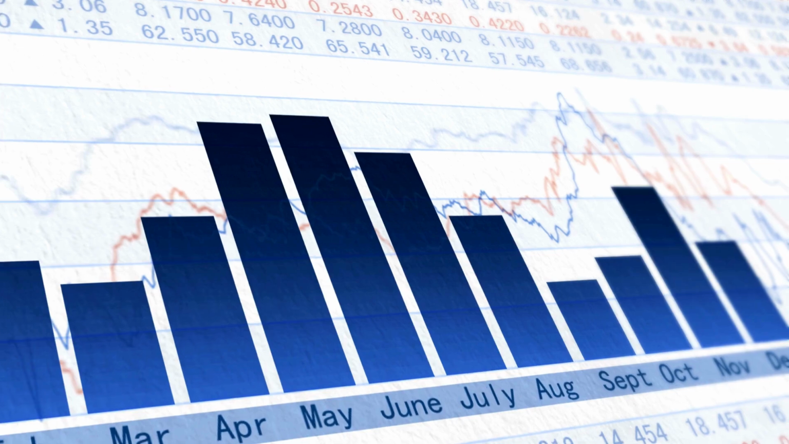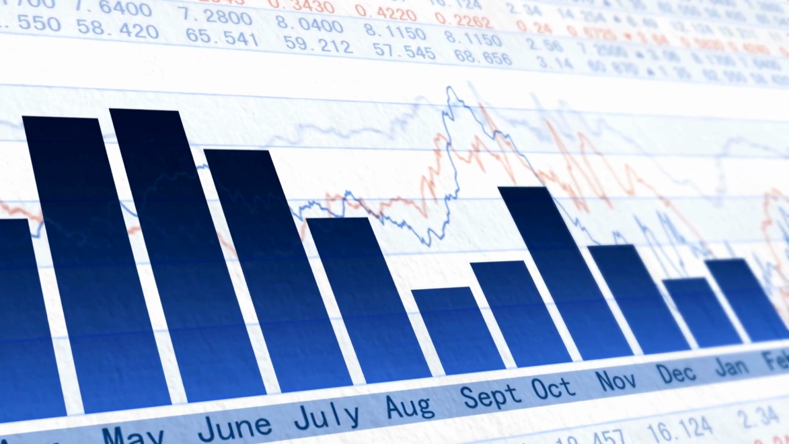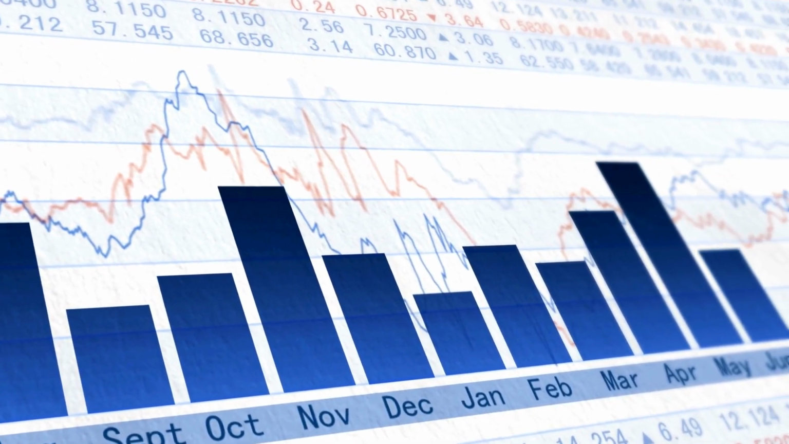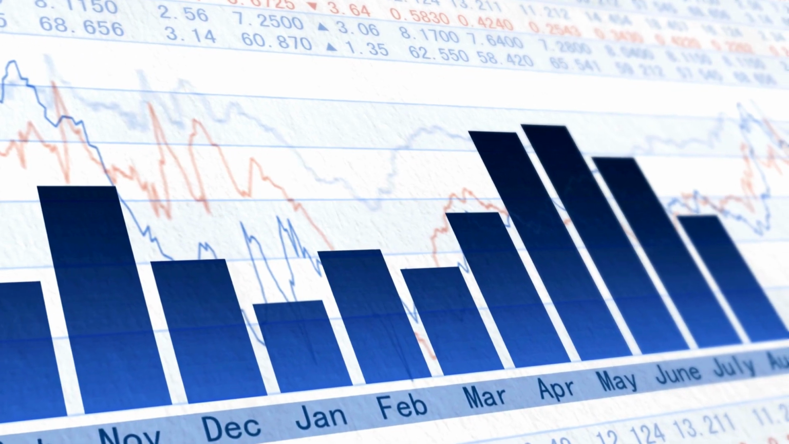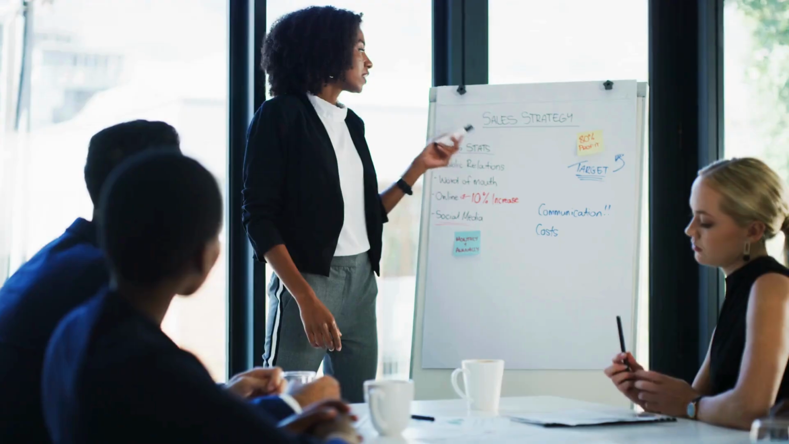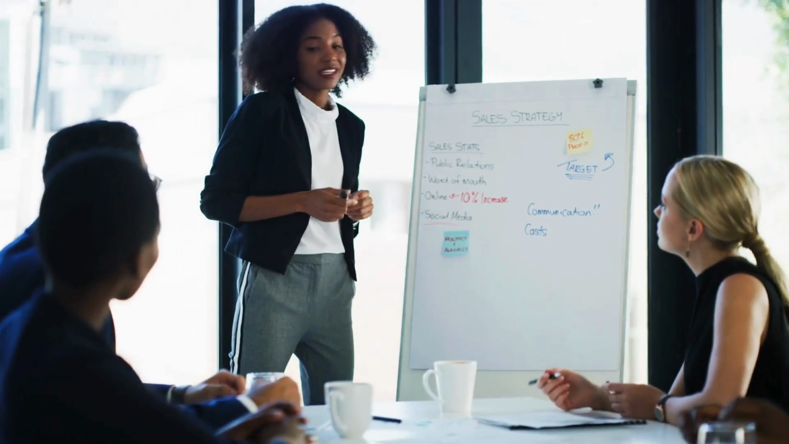Guides your efforts. It provides a framework for your marketing and sales activities, ensuring consistency and focus. Competitive advantage. A well-crafted strategy can differentiate you from competitors. Let's start with the marketing strategy. Here's what you should cover.